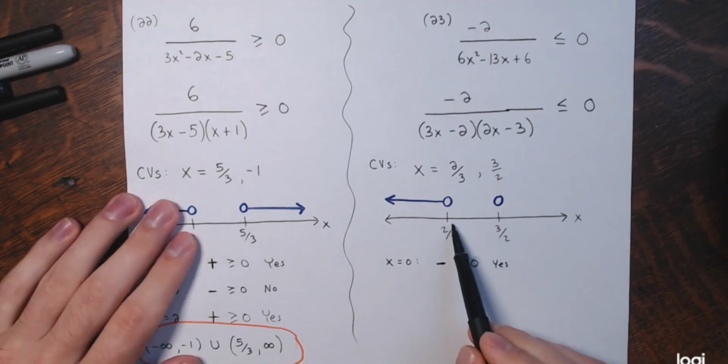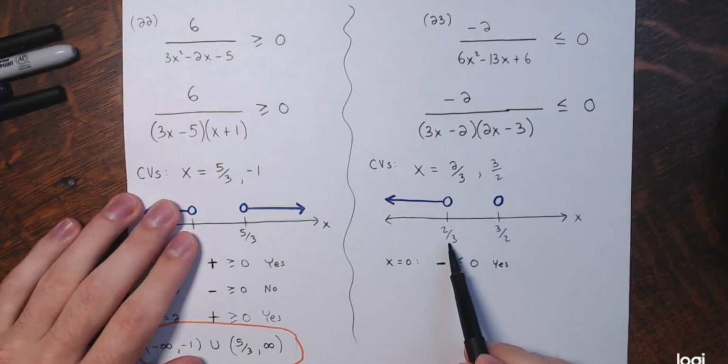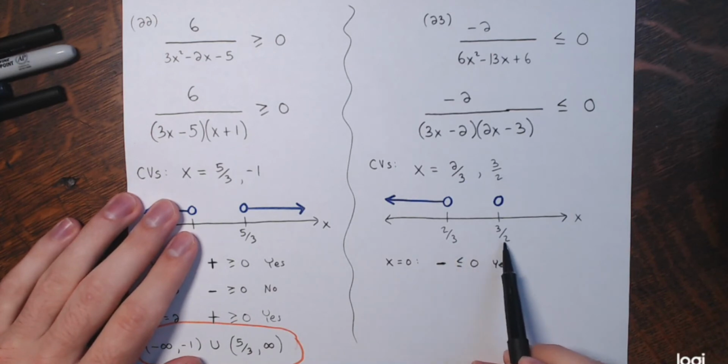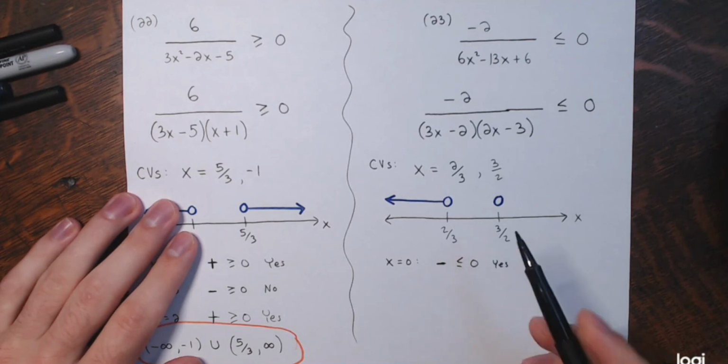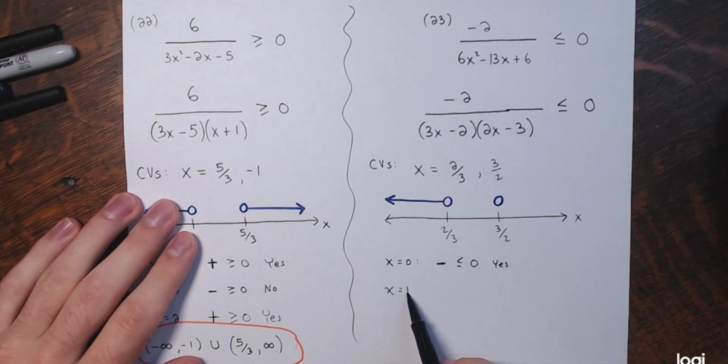Now, how about between 2/3 and 3/2? And like I said, this is 0.6666666, 6 repeating. This is 1.5, so 1 is a nice number between 2/3 and 3/2. I'll choose x equals 1.